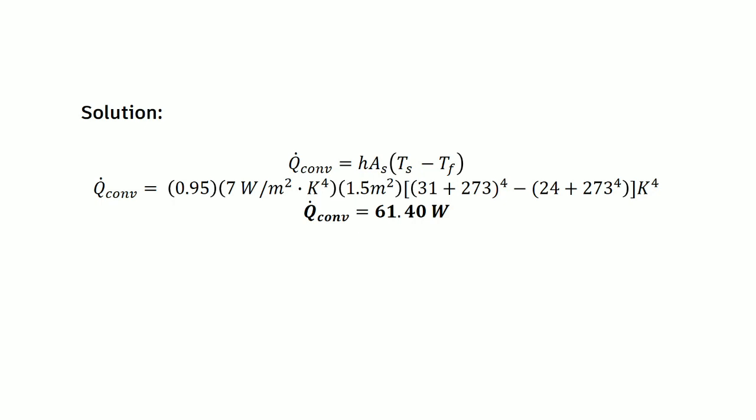So the emissivity of the person is 0.95 multiplied by 7 watts per square meter Kelvin, multiplied by its surface area, that's 1.5 square meters, and we have here a temperature of 31 degrees Celsius and 24 degrees Celsius converted into Kelvin. We now have the rate of convection heat transfer from the person to the air in the room to be 61.40 watts.